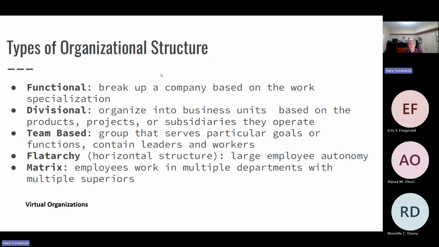So types of organizational structure, we come across that. So functional, in terms of accounting or production, divisional in terms of either geographical, or if you look at Procter & Gamble, sometimes it's product families. So divisional, you might have health products versus cleaning products. Team-based, group that serves particular goals. A flatarchy, flat organization, large employee autonomy, and then a matrix. We talk about that, where employees work in multiple departments with multiple superiors. And this is particularly when you need key input from all functions, to be able to make sure that everything's covered by the time a project is satisfied, all aspects of the diversity of the customer requirements are satisfied.